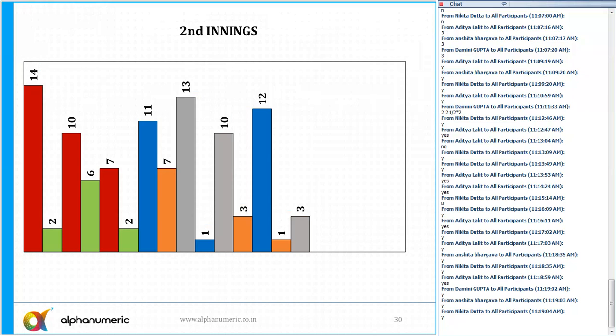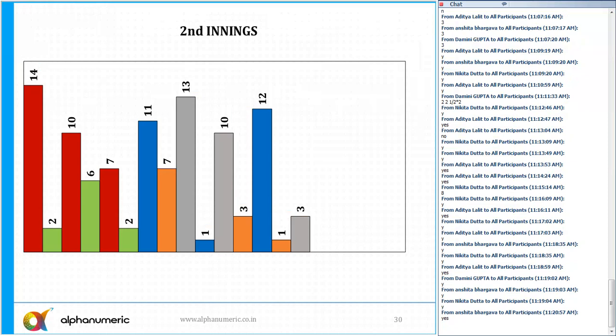However, there is one slight error here. Somehow in the chart, in the second graph, I forgot to mention the wickets. So let me mention that. Yeah, I just realized that.